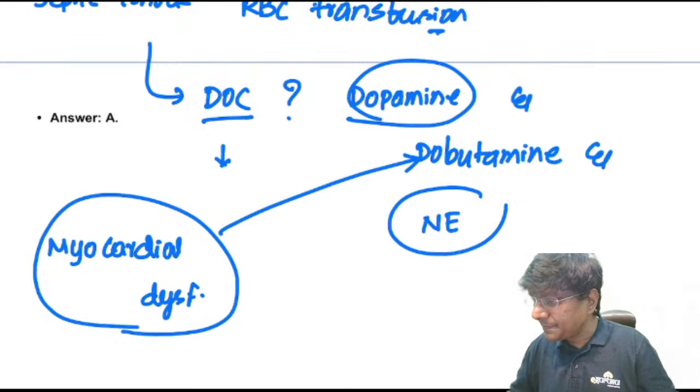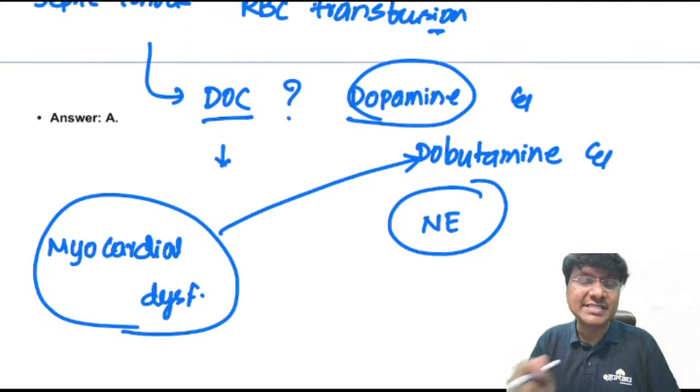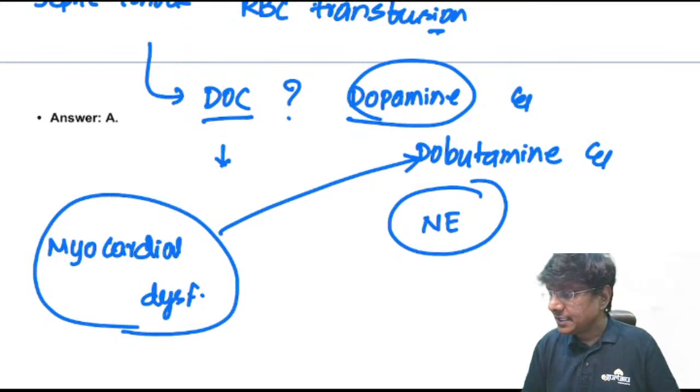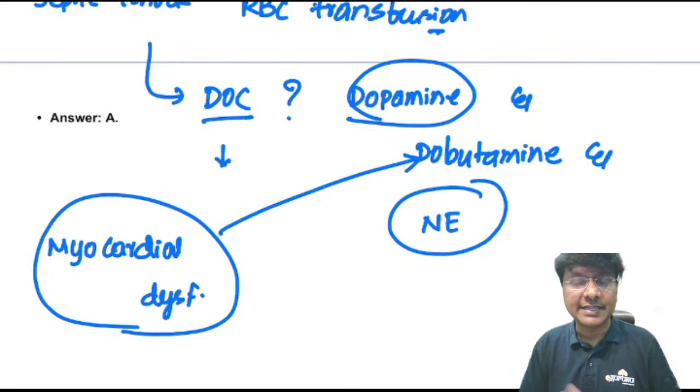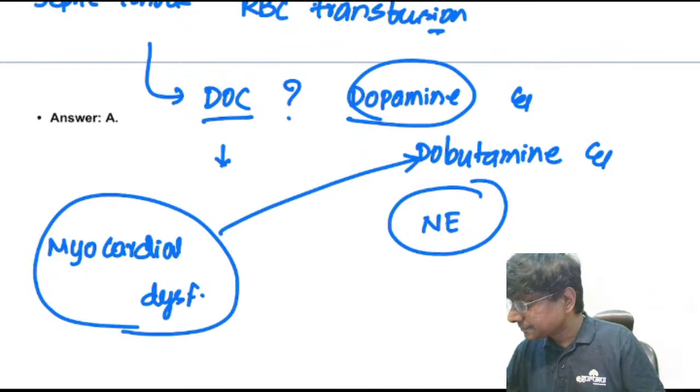But what will your norepinephrine do? Norepinephrine will increase the afterload on the heart. So whenever there is a myocardial dysfunction causing cardiogenic shock or septic shock, don't give norepinephrine. The preferable is dobutamine, because dobutamine will cause peripheral vasodilatation, thereby decreasing the afterload on the heart. Yes, Anubhav, is that clear now?